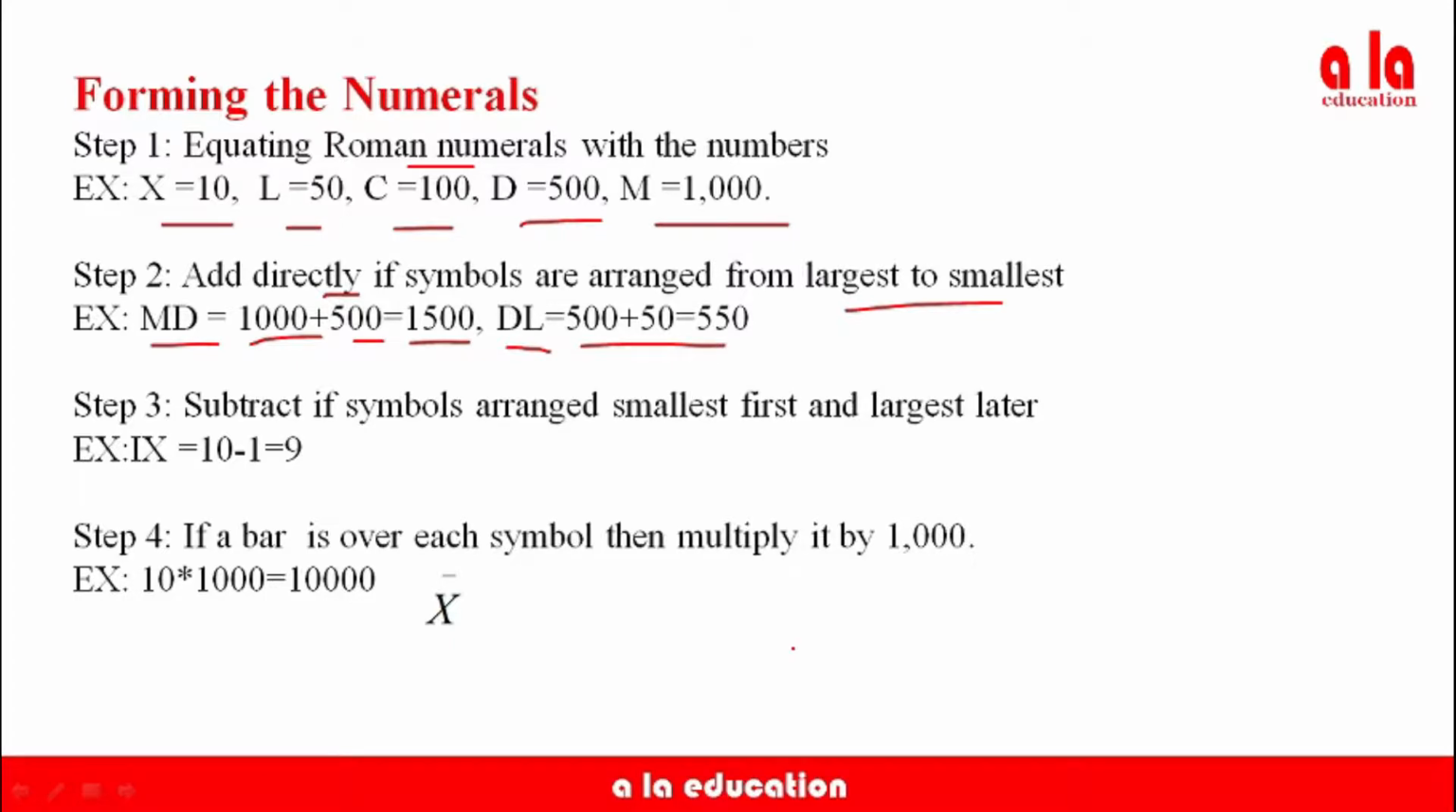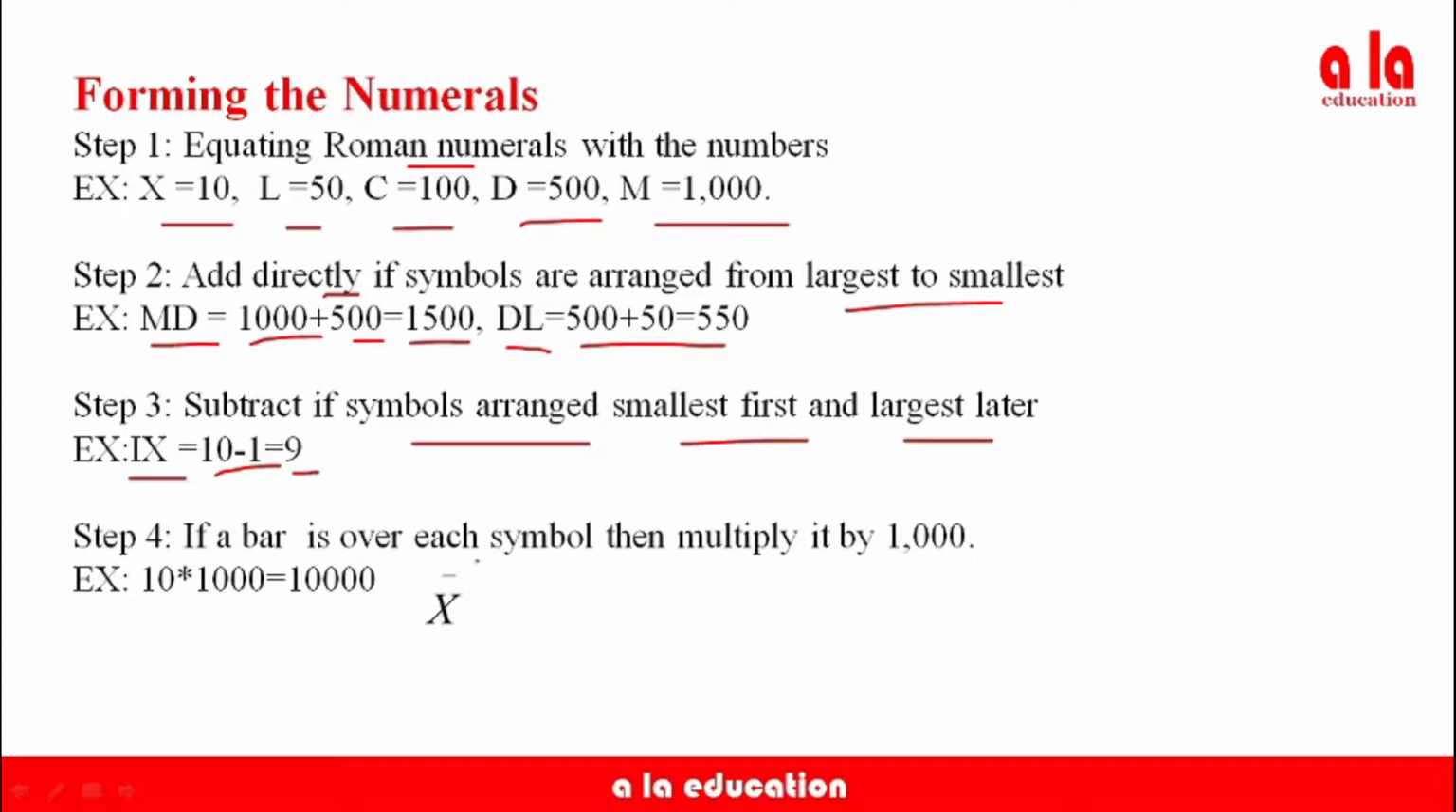And step 3, subtract, if symbols are arranged smallest first and largest later. For example, IX. If it is arranged in this manner, then subtract from the bigger value: 10 minus 1, which equals 9. And step 4.